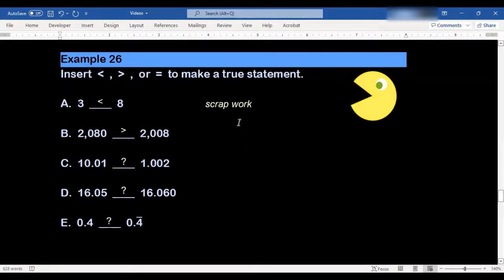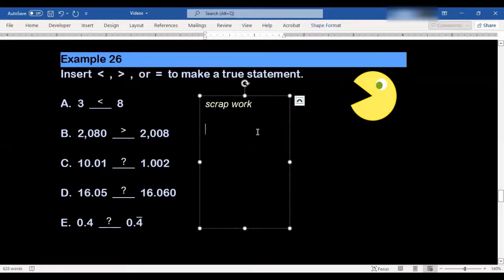Now, if that was kind of hard for you to see, I'm going to do some scrap work over here on the side, and I'm going to list these vertically because I find it a little bit easier to compare numbers when they're written vertically. And I can see they both have the same digit in the thousands and in the hundreds place, but here in the tens is where they differ. So this one has an 8 in the tens, so that's going to make this one a little bit bigger.